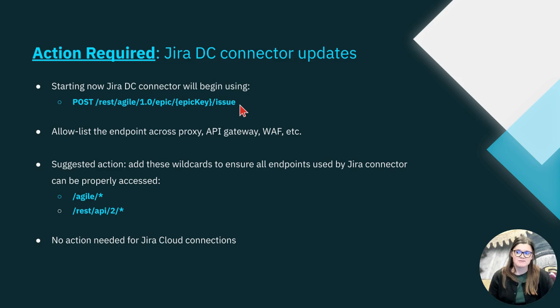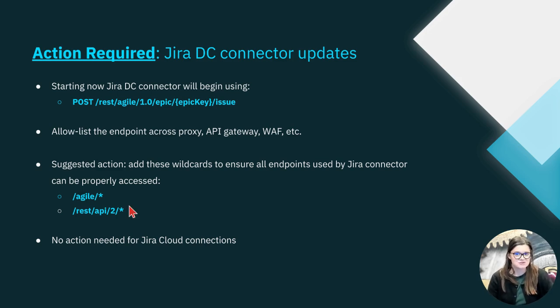To ensure that your environments continue syncing appropriately, you will need to ensure that this endpoint is allow listed in your proxy, API gateway, web application firewall, or any other technology that filters access to your Jira data center instance. Atlassian also recommends adding the wildcards listed here on the slide to your allow list so that you can ensure that all endpoints used by the Jira connector can be properly accessed. And finally, just to reiterate, this is only for Jira data center instances that are connected to Jira Align. If you are connecting Jira Align to a Jira Cloud instance, you do not need to make any updates.